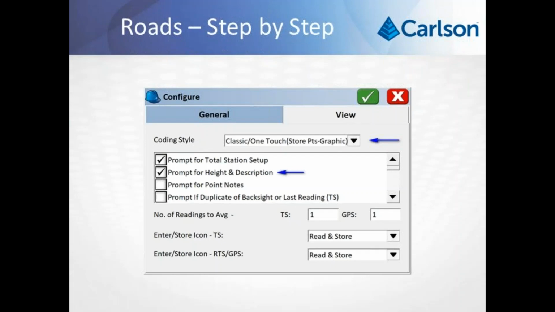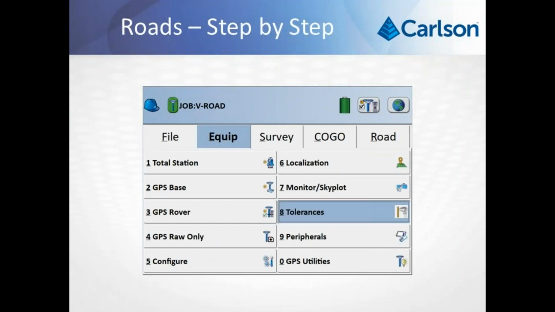So typically when you're coming in, as you're new to the software, for example, you'll want to prompt for height and description. And typically I also like to use a coding style of either the classic or the one-touch store points option. The other thing we'll do in here now is we'll also look at some of the acceptable tolerances so that you can mitigate some of the errant shots that you might otherwise get.